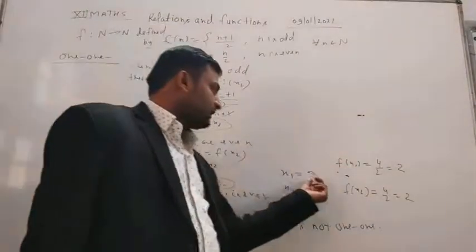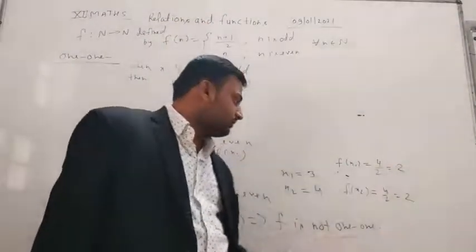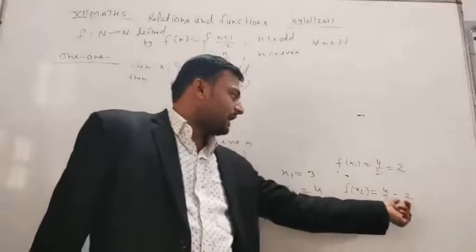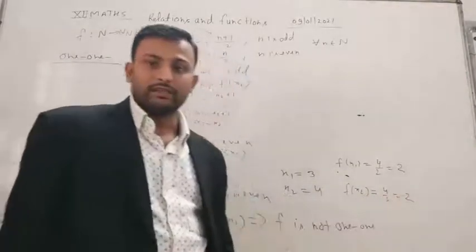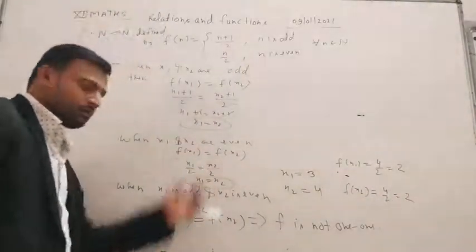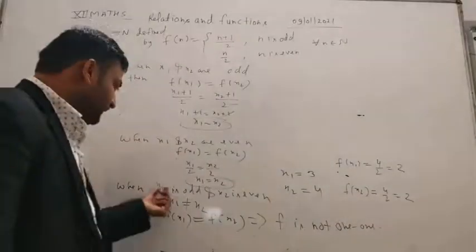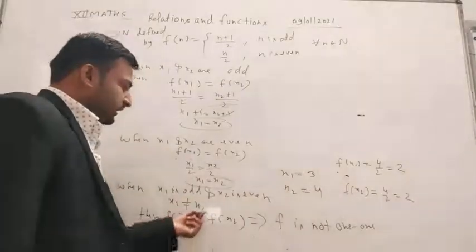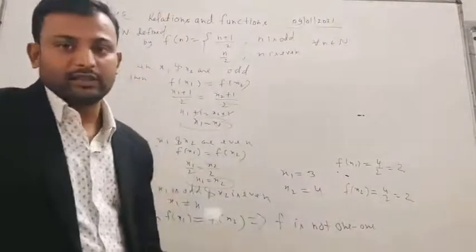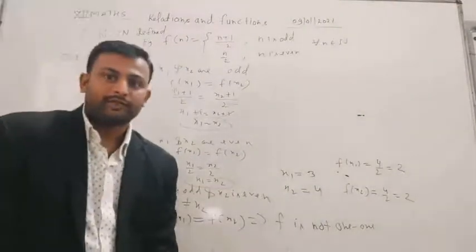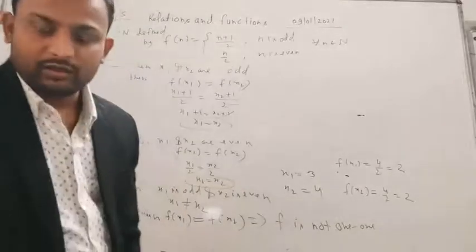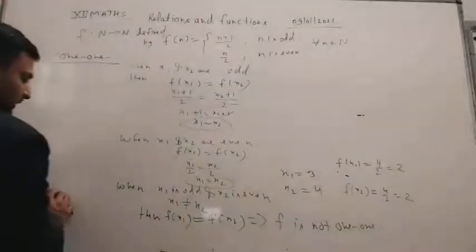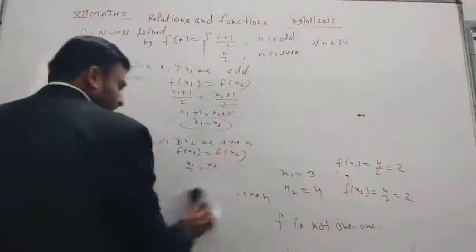So when x1 is 3, f(x1) is 2, x2 is 4, and f(x2) is 2, we are getting the same element. So our function is not one-one. Even if we take x1 even and x2 odd, the same condition applies and our function is not one-one. Okay, I hope you understand students. Now we take another question and let's solve it.